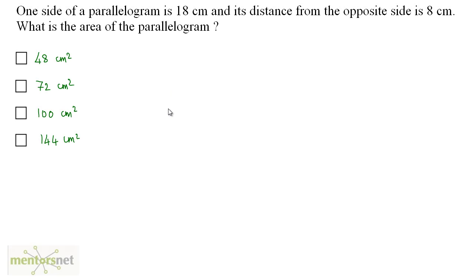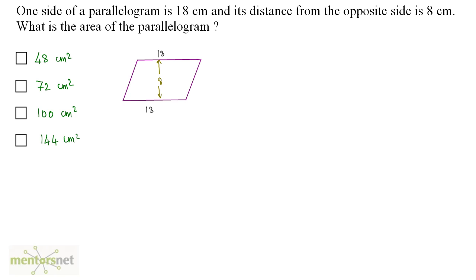One side of a parallelogram is 18 centimeter and the distance from the opposite side is 8 centimeter. What is the area of the parallelogram? So one of the sides of the parallelogram is 18 centimeter, and the opposite side will obviously be the same length. And you have been given the distance between the opposite sides, and that's 8.